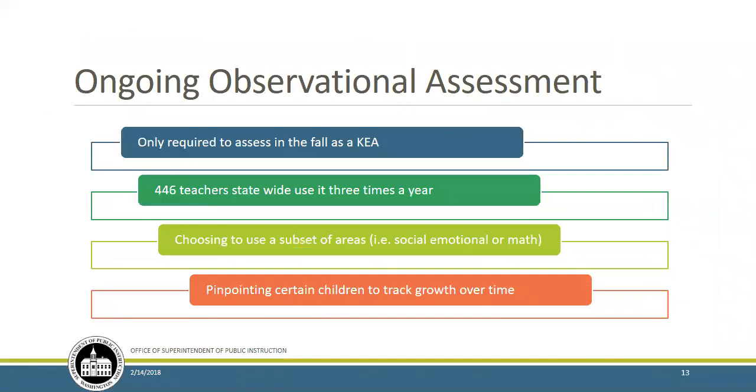This is an ongoing observational assessment. While we require only that teachers do this in the fall as a kindergarten entry assessment, we're finding that nearly 400 teachers across the state are using it 3 times a year. And they're choosing a subset of areas like social emotional, they're looking at math, or they're looking at literacy to hone in on within their classrooms. But sometimes they'll also track certain children. If they have concerns in their classroom, they can look at it independently of just the children.